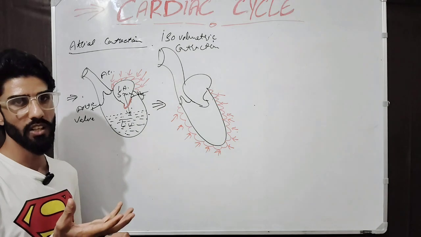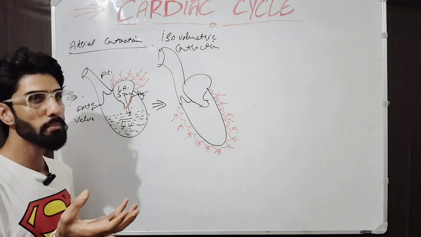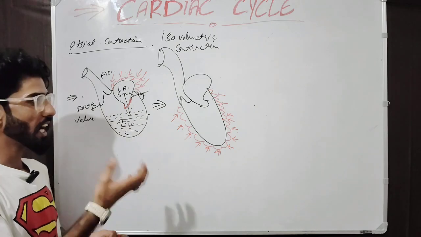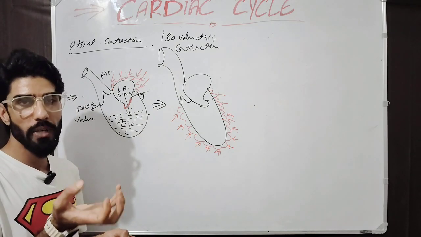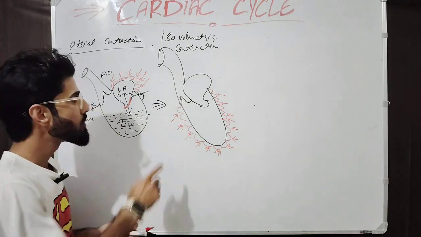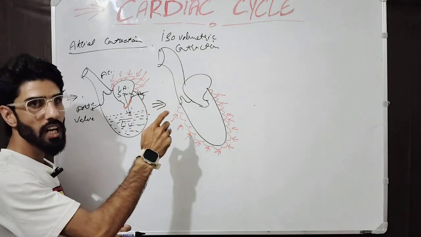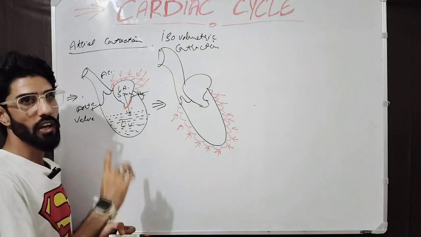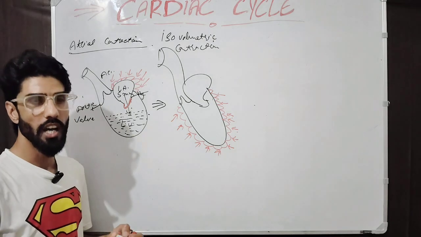When the left ventricle starts contracting as a closed chamber, it will progressively build pressure in the left ventricle and the right ventricle. When the pressure becomes more than the pressure in the aorta, it will open up the aortic valve and eject blood into the aorta.